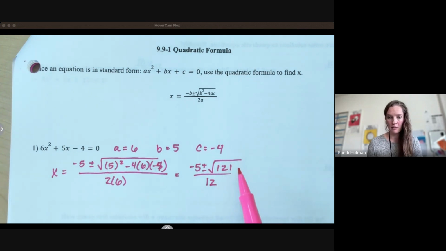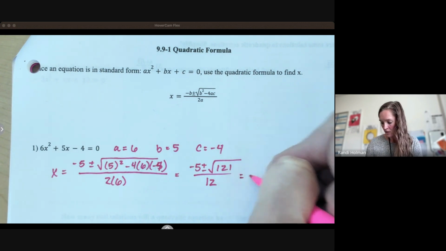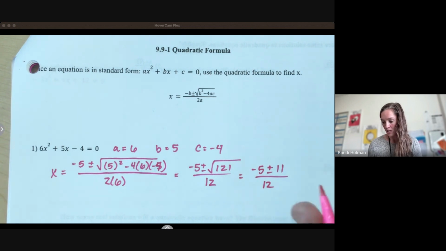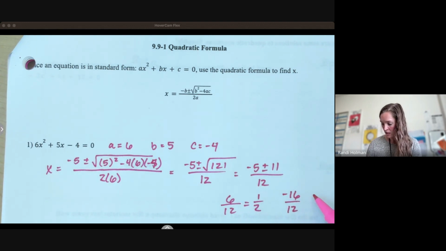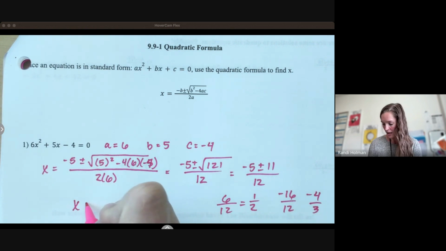So using our simplifying for radicals, 121 is a perfect square, so that's 11. So this is negative 5 plus or minus 11 over 12. Then our two answers are negative 5 plus 11, which is 6 over 12, which is 1/2, or negative 5 minus 11, which is negative 16 over 12, which is negative 4/3. So our two answers are x equals 1/2 or negative 4/3.